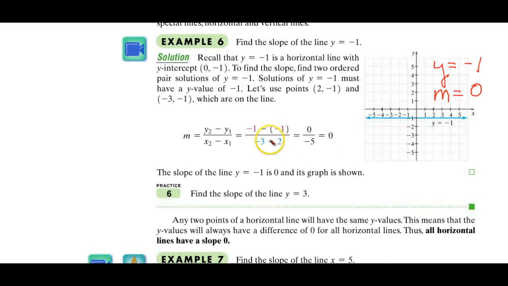Now you could work it out, but there is a statement. So what's the slope of this? It's a horizontal line. It's going to be 0. And here they tell you the slope of all horizontal lines is 0.